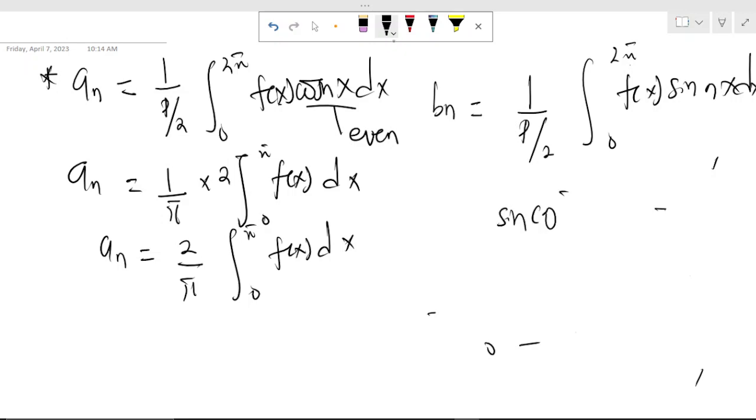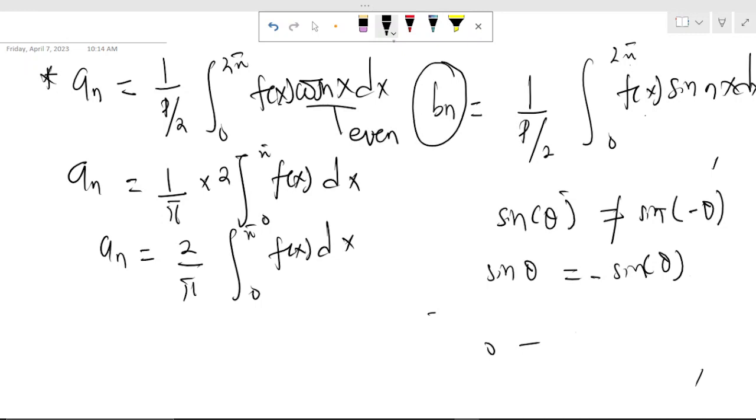If you have sine theta, it is not equal to sine of negative theta. Rather, it is equal to minus sine theta. So this tells us that sine is an odd function, which is skew symmetric, and we will get to that very soon. So multiplying an even function by an odd function gives us an odd function, which means that for an even function, we have no harmonics for bn. So our bn is 0.